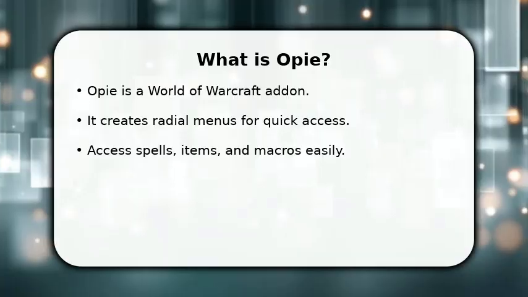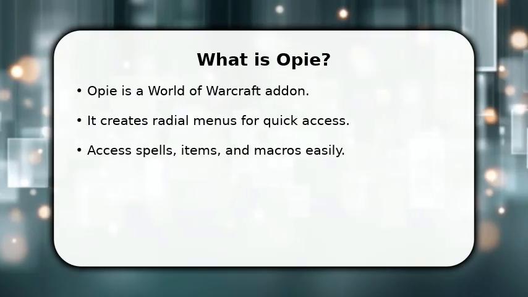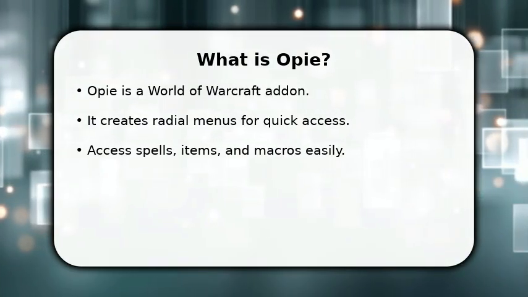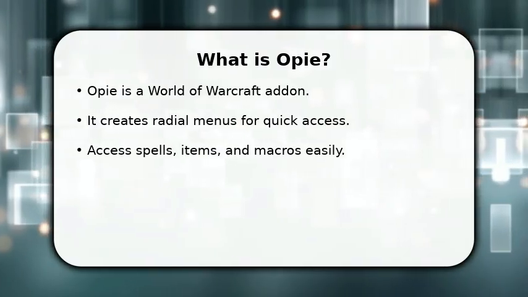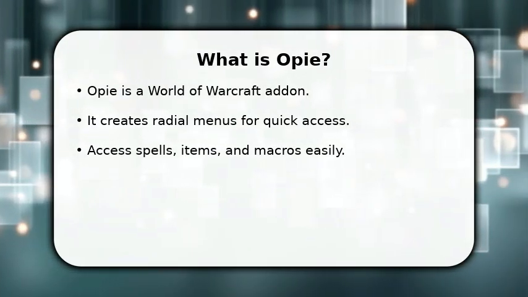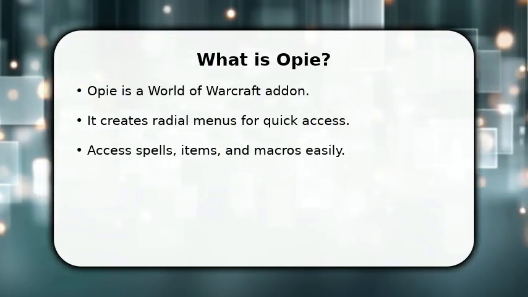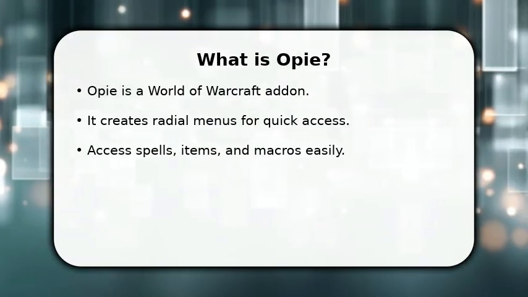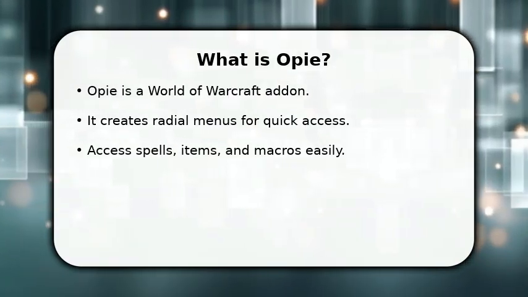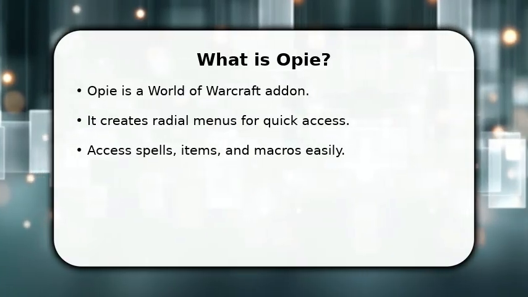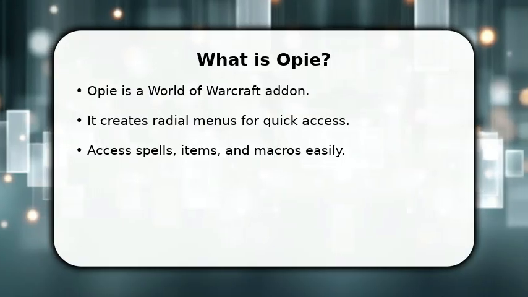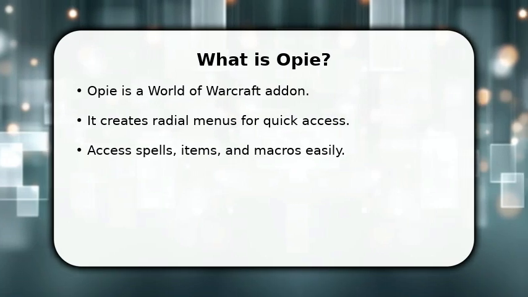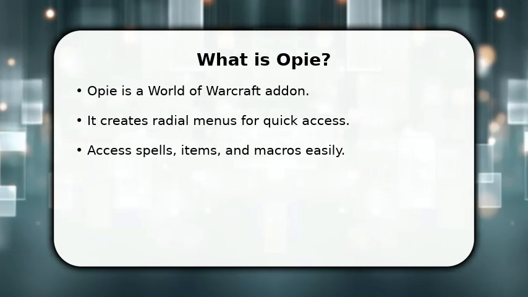Enjoy the video. In this video, I will explain how to use OPIE WOW, an easy guide to enhance your gameplay. OPIE is a powerful World of Warcraft add-on that revolutionizes how you interact with your abilities and items. It creates intuitive radial menus, allowing for lightning-fast access to spells, items, and macros. This guide will walk you through the simple steps to get OPIE set up and running, transforming your in-game experience with efficiency and ease. Get ready to streamline your actions and play smarter.